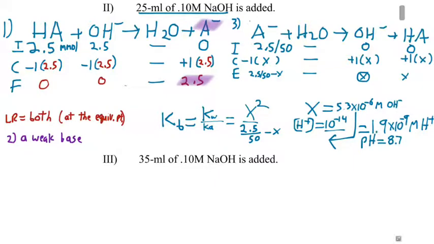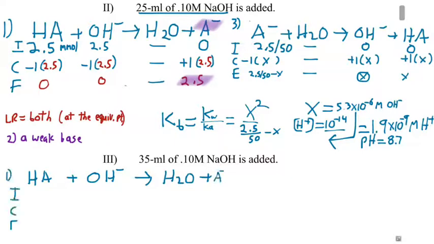Okay, last problem for today. After the equivalence point. So, in this problem, 35 milliliters of sodium hydroxide is added. First step, stoichiometry. Figure out what's in your solution. So I'm going to do it with the ICF table and with moles. Initially, my acetic acid is still 2.5 millimoles.